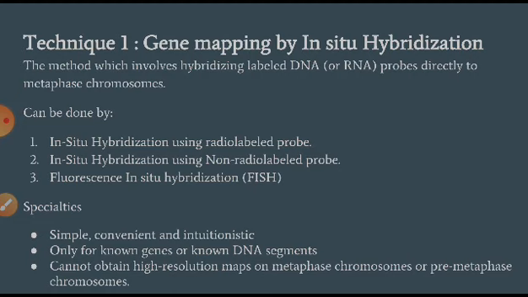Technique 1, gene mapping by in situ hybridization, is a method which involves hybridizing labeled DNA or RNA probes directly to the metaphase chromosome.